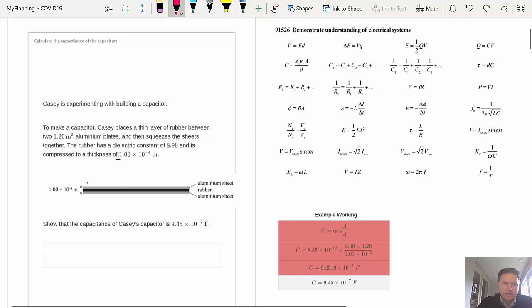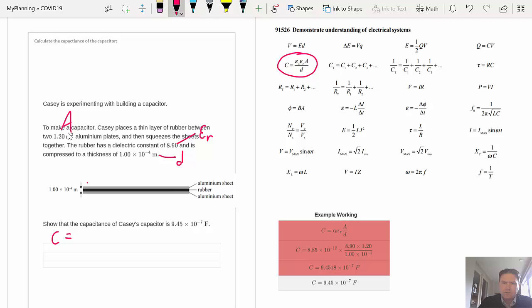It says, to make a capacitor, Cassie places a thin layer of rubber, so I imagine that's the black material there, between two 1.20 meter squared aluminium plates, and they squeeze the sheet together so that it has a thickness d and a dielectric constant epsilon r. What equation are we looking for? We want capacitance C, so we come over to our formula sheet and ask what equation has a C, an epsilon r, an epsilon naught, an area and a distance. That's the formula I'm going to use there.